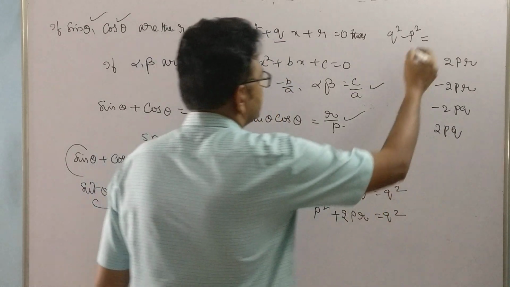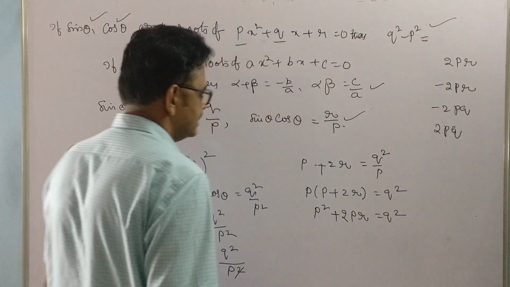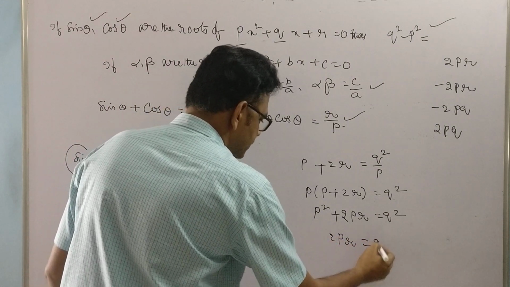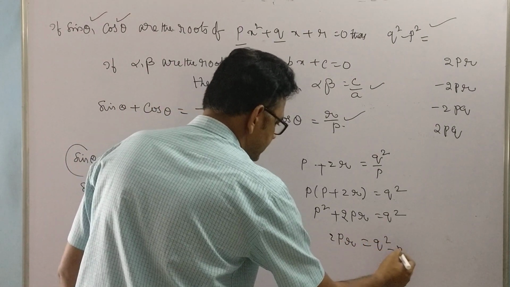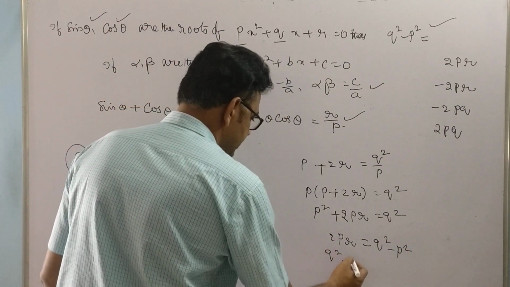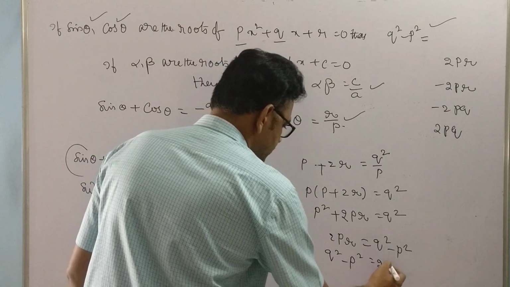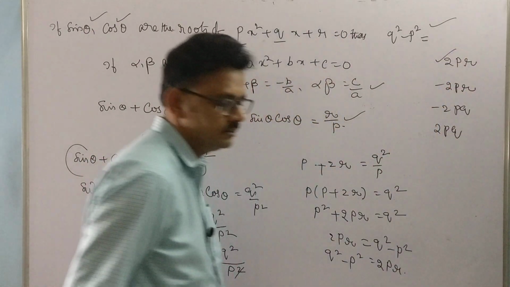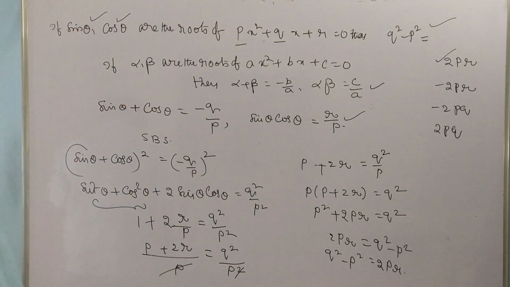Now the given question is what? Q square minus p square. So 2pr is equal to q square minus p square, taking p square to that side. Therefore q square minus p square is equal to 2pr. So this is the correct answer. Okay, write down.